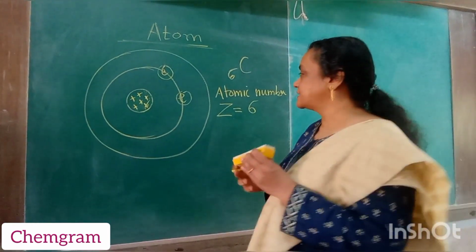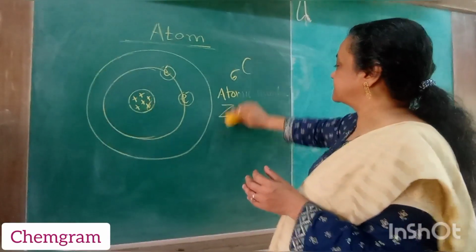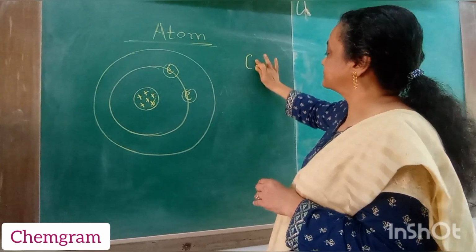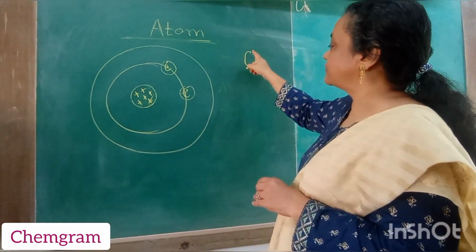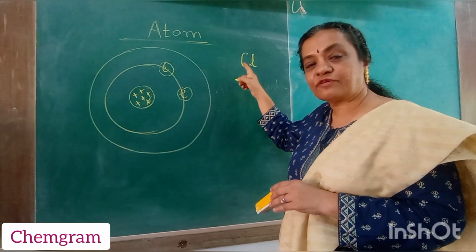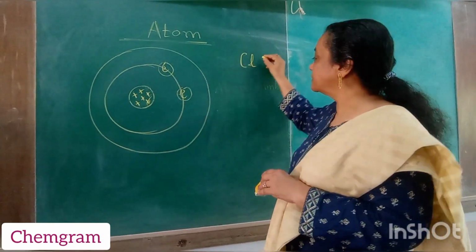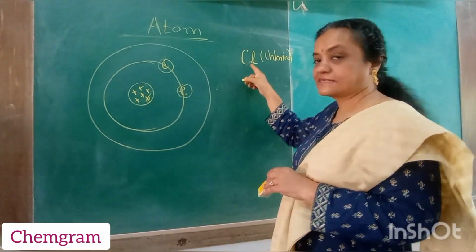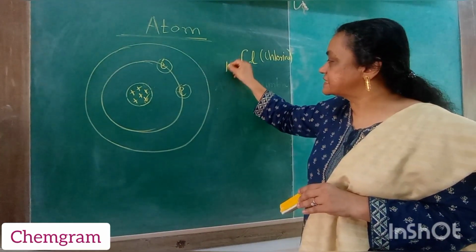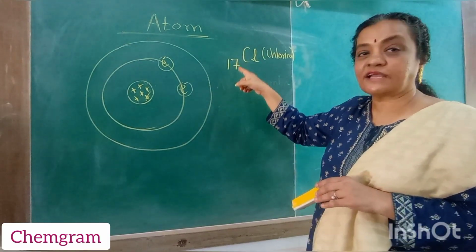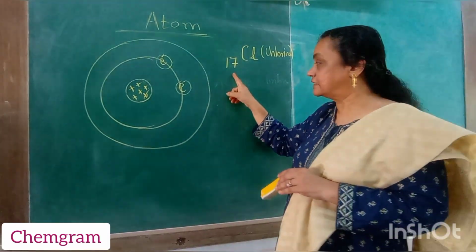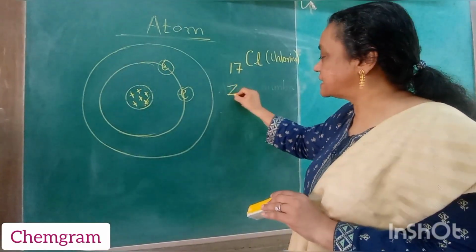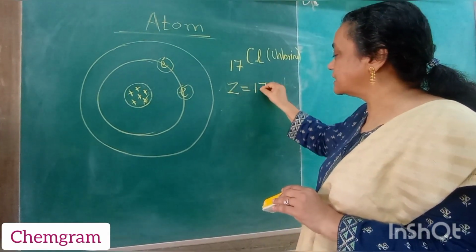Okay? Let us take one more example. Let me take the example of chlorine. Chlorine is Cl. While writing, always remember, the first alphabet should be capital, the second alphabet will be a small letter. So chlorine is represented as Cl, and I will write the number 17 here. Remember, left side, lower part. When I write 17 here, this is the atomic number. So I can say Z is equal to 17.